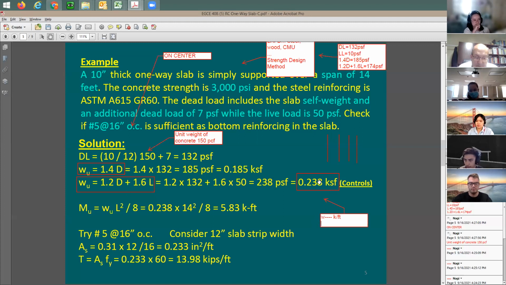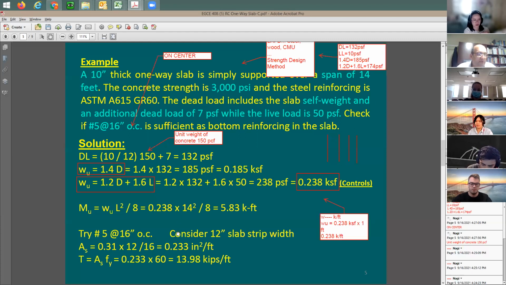Meaning this W ultimate that you just calculated out is equal to 0.238 kip per square foot. I'm going to multiply this by 1 foot for the strip width, and it's going to be equal to 0.238 kip per linear foot. That's what I've done. So actually this moment here is calculated for a 1 foot wide strip. So I understand that the width b, this is what I have used, is exactly 1 foot or 12 inches.